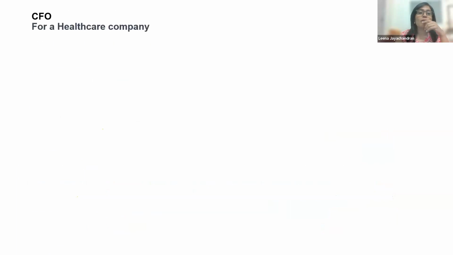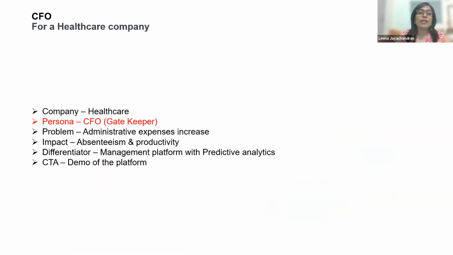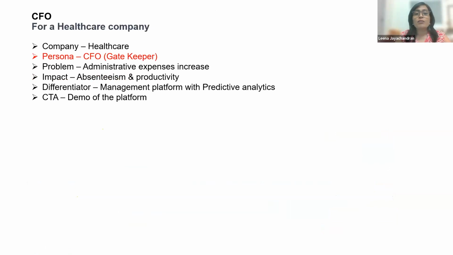Let's look at another example. If you're writing to a CFO of a healthcare company, and if the CFO is a gatekeeper, right?